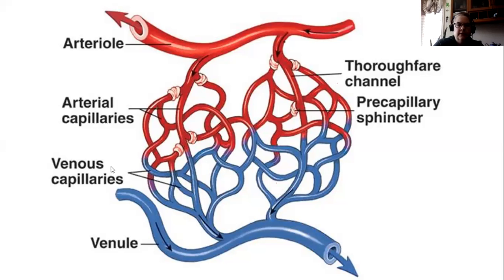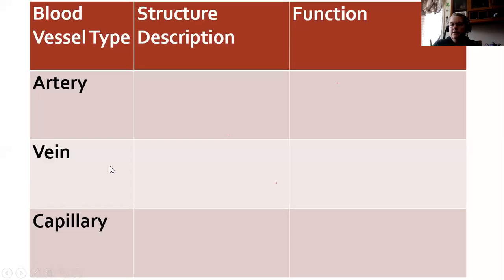So let's go on to the next slide here. Okay, so what we're looking at here is just some description. So let's start with the artery. What is a word or two that I could use to describe an artery? So if I was going to look at an artery, a vein, and a capillary, what would help me identify that this is in fact an artery I'm looking at?